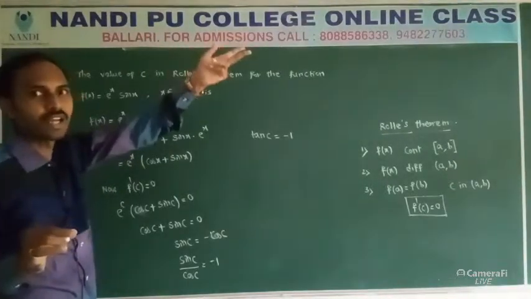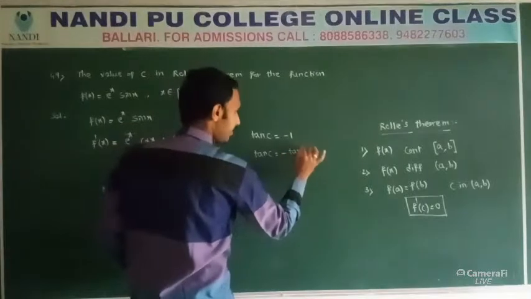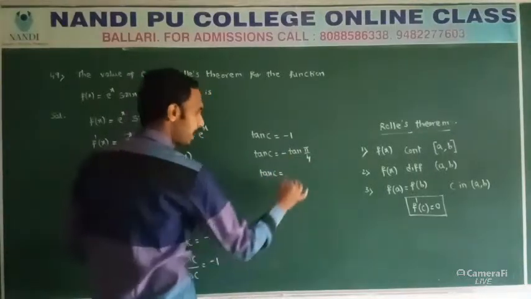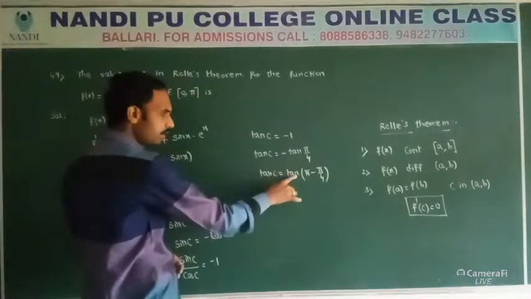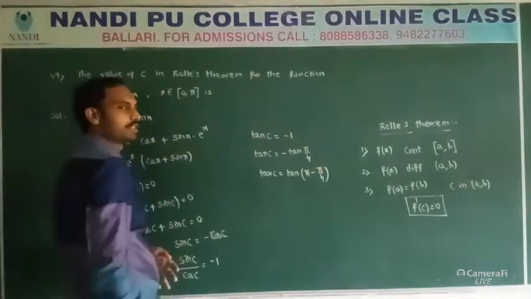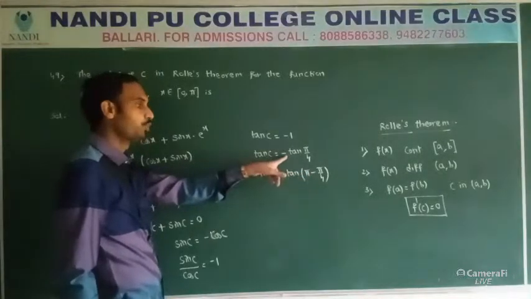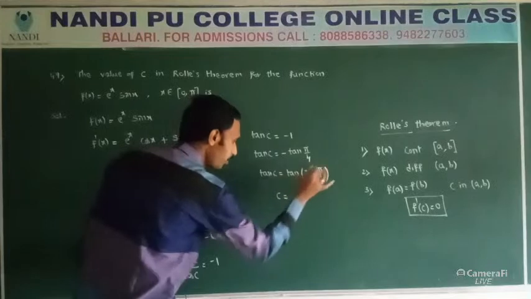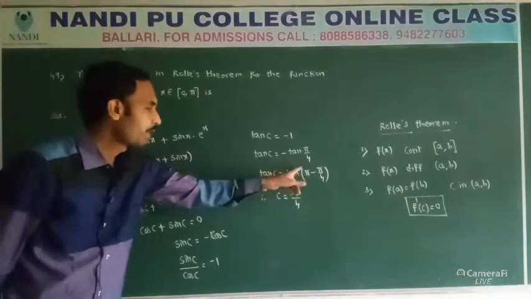Second quadrant means 180 minus theta. So tan C is equal to minus 1 can be written as minus tan pi by 4, tan 45 is 1. Tan C is equal to minus tan theta, which can be written as tan of 180 minus theta, pi minus pi by 4. The formula is tan 180 minus theta is minus tan theta. That's why minus tan theta can be written as tan 180 minus theta. Second quadrant, tan is negative. Remove tan. C is equal to 4 pi minus pi by 4, which is 3 pi by 4. That is the value of C.